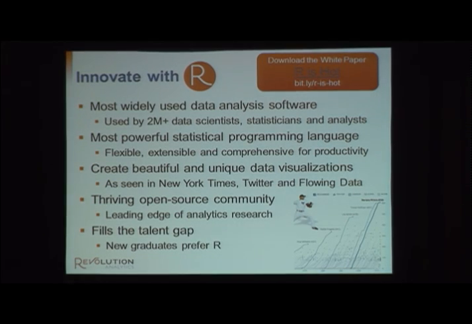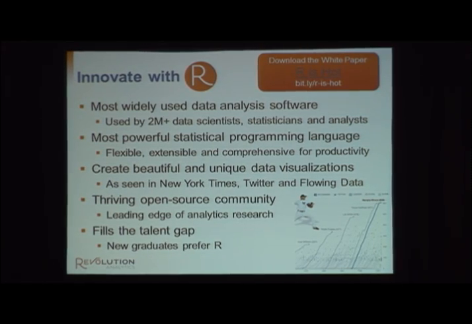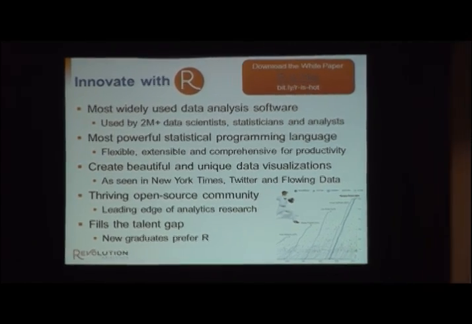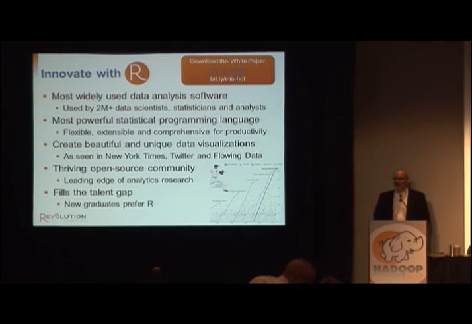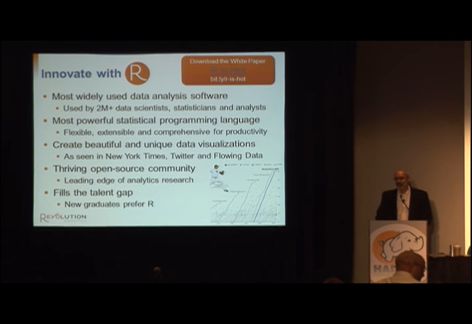So for those of you who may not be entirely familiar with R, certainly everyone is familiar with Hadoop here, but we're talking about R and Hadoop. R has become the most widely used data analysis software. It's an open source project that's used by over 2 million data scientists, statisticians, and analysts. It's actually the most powerful statistical programming language. It's very flexible, and it's very extensible through a package mechanism. It's so flexible that it's used to create beautiful visualizations for organizations like the New York Times. And the thriving open source community is really keeping it at the leading edge of analytics research.